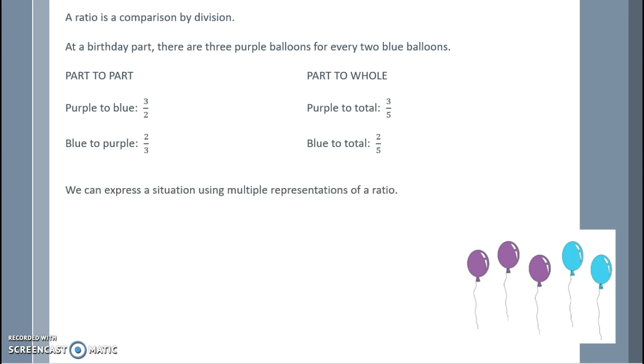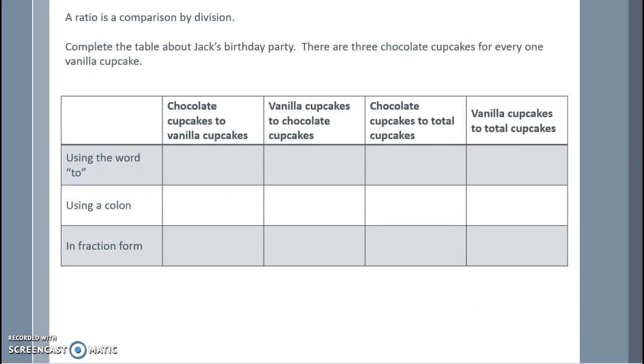We can express a situation using multiple representations of a ratio, such as the following. Complete the table about Jack's birthday party. There are 3 chocolate cupcakes for every 1 vanilla cupcake. Pause the video, fill in the table, and let's see if we can come together at the end here.